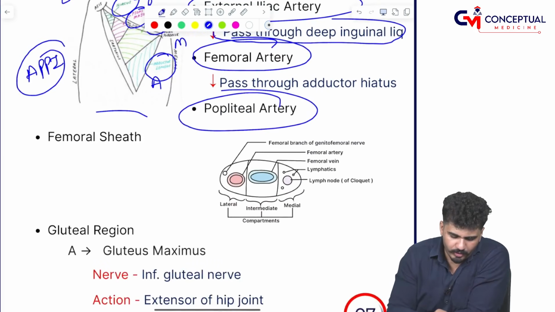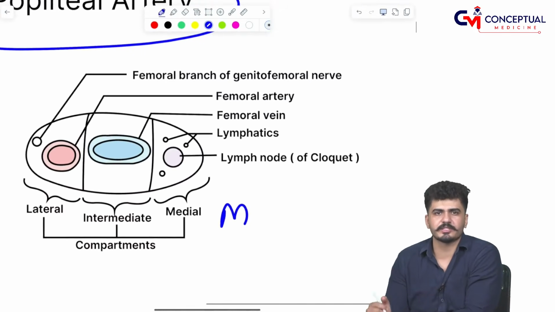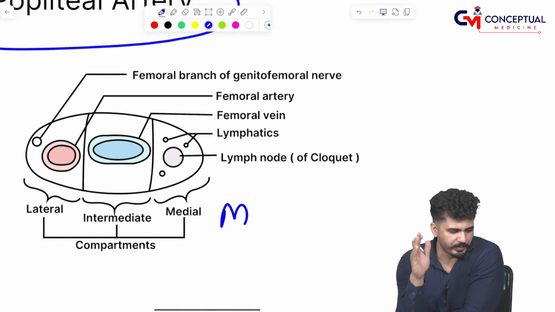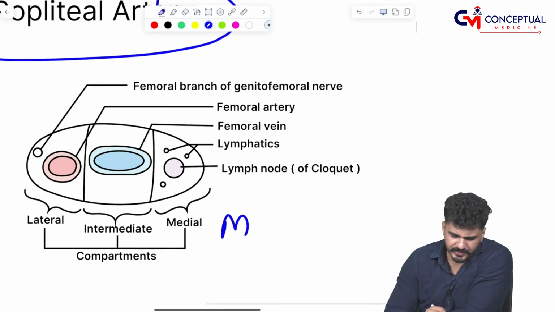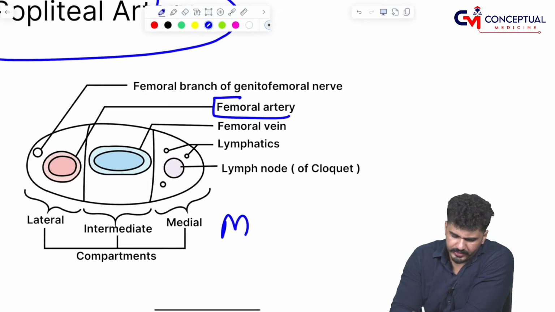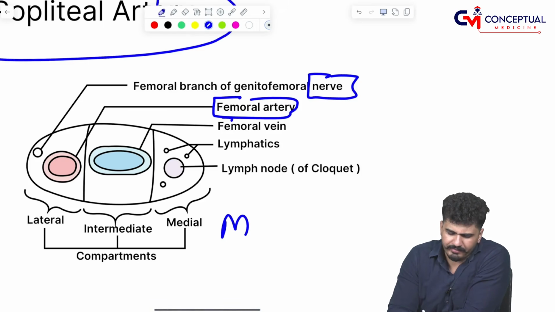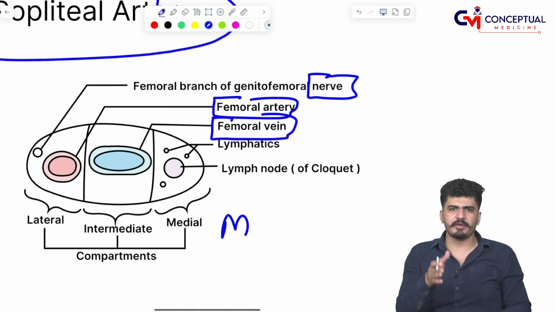Now coming to the femoral sheath, starting from medial to lateral side, what important structures you have to remember for the exam? This is again an exam question, you have to pay attention, my dear friends. Laterally, one is artery and one is nerve: the femoral artery and the genitofemoral nerve. In the center we have the femoral vein, very simple. Lateral artery is present, in the middle vein is present.